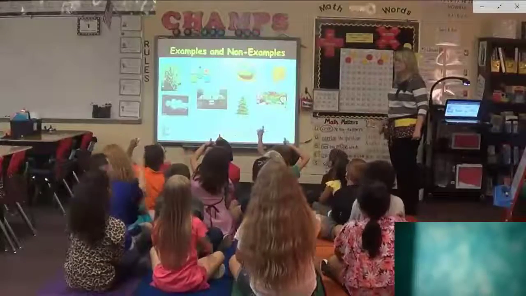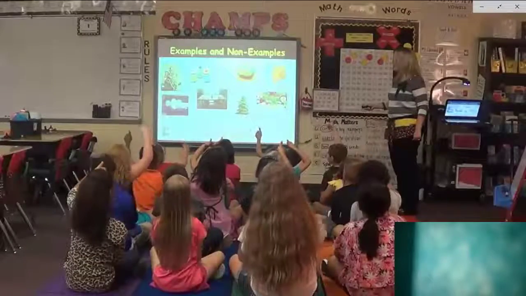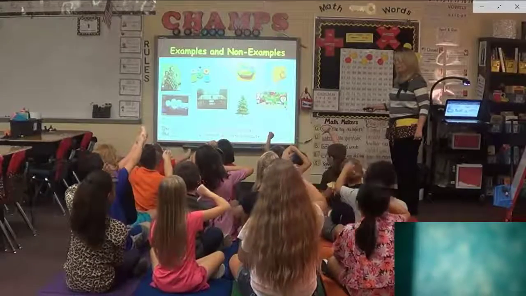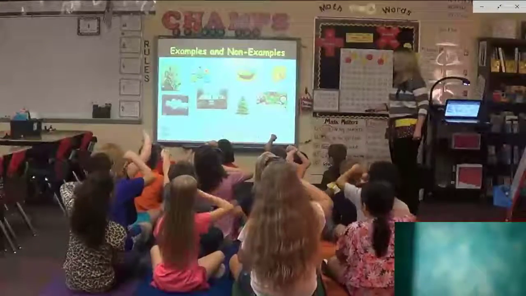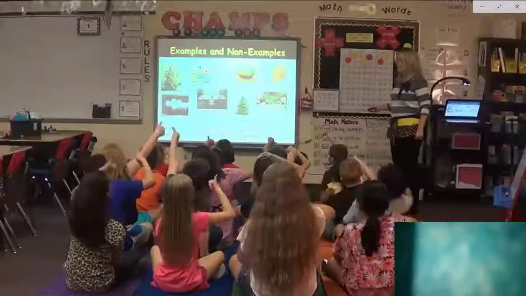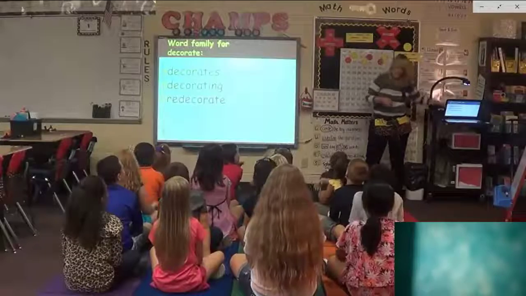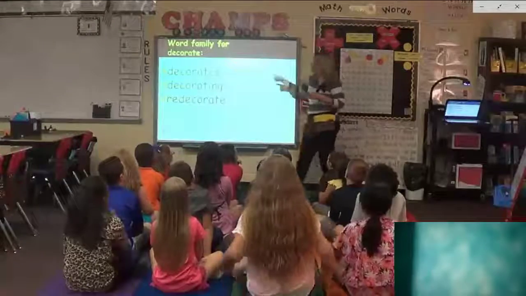What about these cookies? What about this tree? What about these eggs? What about this table? This tree? This table. Good job. Now, we're going to go over the word family, and we add prefixes and suffixes to these. So let's look at our first one.